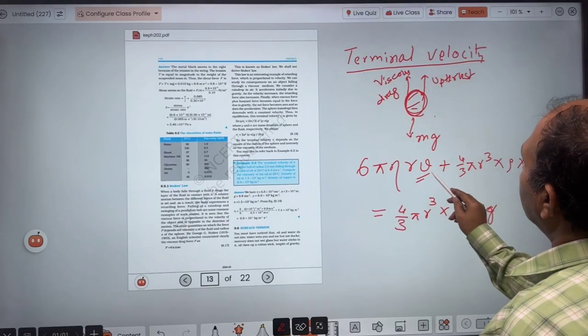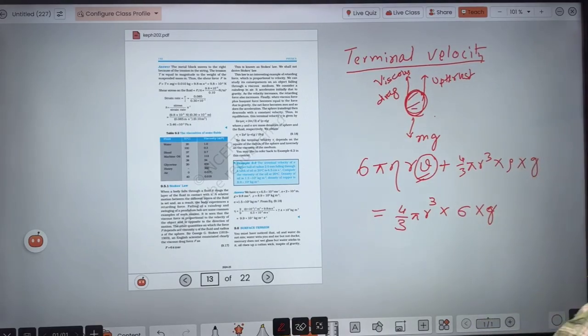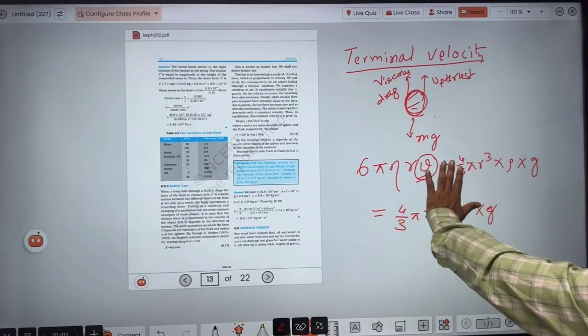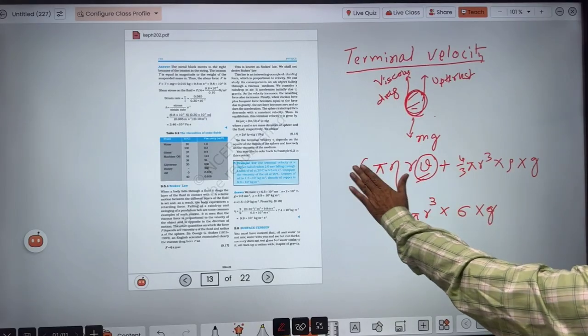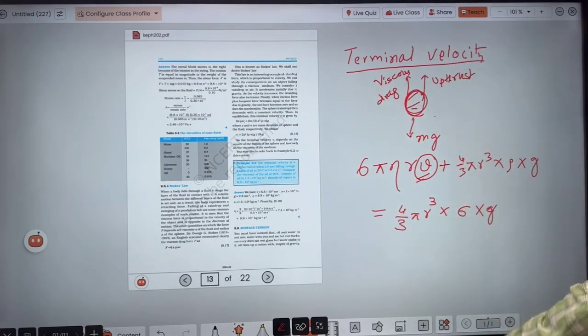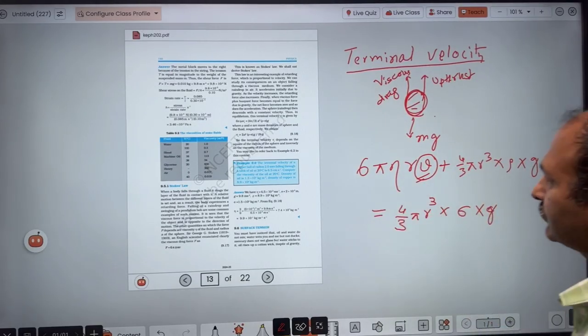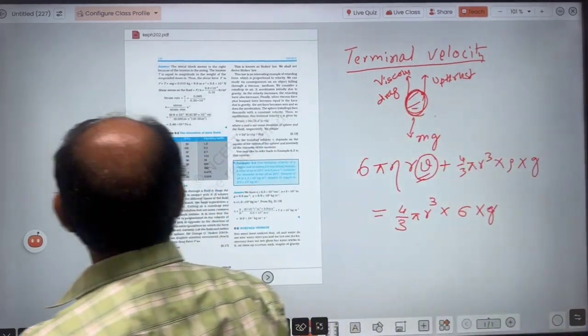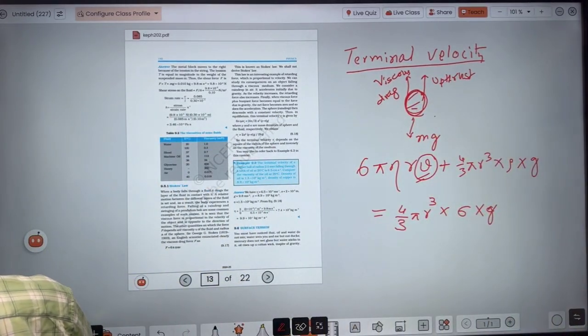Our concern is to get the value of v. Now it is simple. You can keep 6 pi eta rv in the LHS and take this to the RHS, then simplify. So after simplification, what do you get?